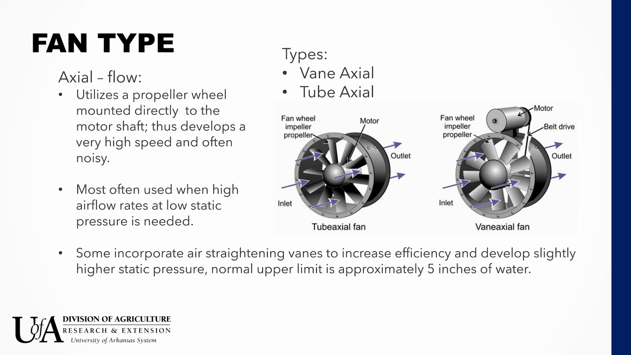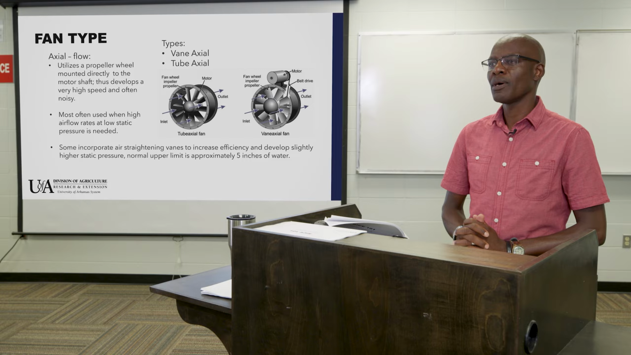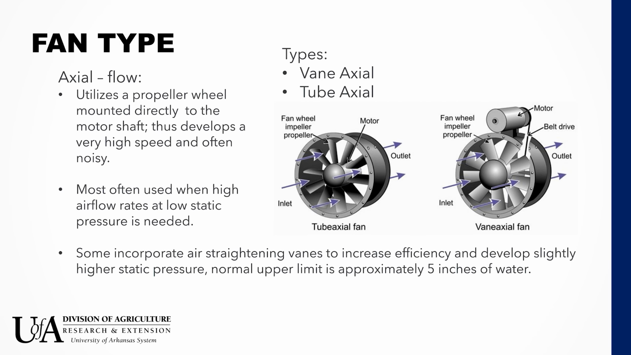Sometimes they are incorporated with straightening vanes that are used to increase the efficiency and also increase the kind of static pressures that we can achieve. This type of fan can give us up to about 5 inches of water in form of static pressure. Now, there are two types. There's the vane axial and there's the tube axial, as this diagram illustrates. Those differences just emanate from the position at which the motor is located relative to the shaft that is driving the impellers.